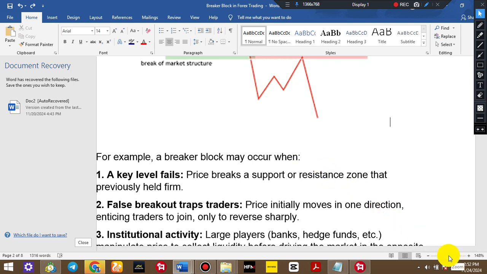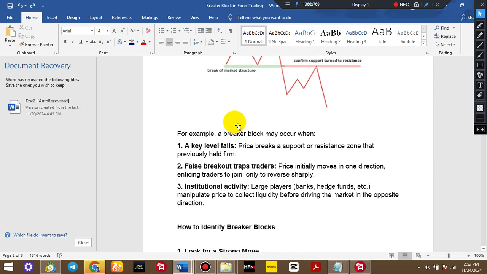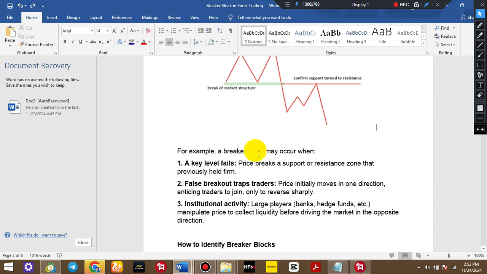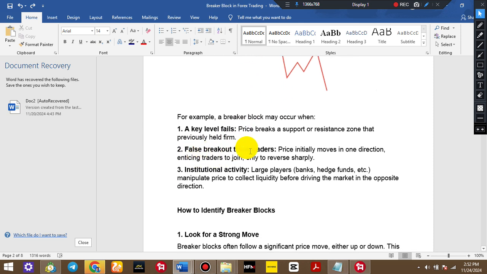So, for example, a breaker block may occur when a key level fails. Like I said, this was a key level that was holding price initially. So once it breaks, then we can identify that area via the key level that has broken, that this becomes a breaker, what? A breaker block. A price breaks a support or resistance zone that previously held, just like what we have here. First, breakout traps traders. Price initially moves in one direction, enticing traders to join.